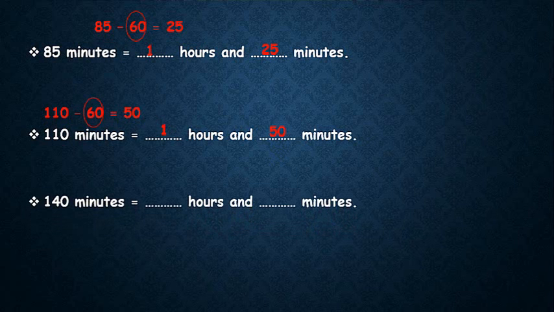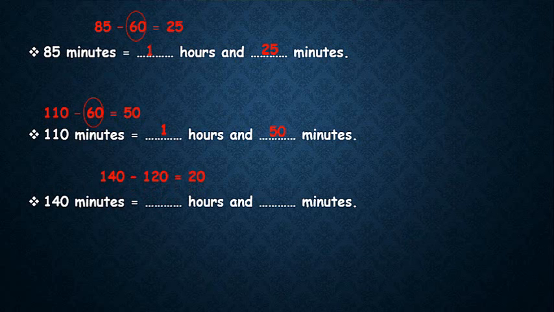Here 140 minutes equals dots hour and dots minutes. What do you think? 140. This means we are going to make it minus 60? No. Yes, excellent. Minus 120, because we said if the minutes is more than 120, we are going to make it minus 120. So 140 minus 120 equals 20.